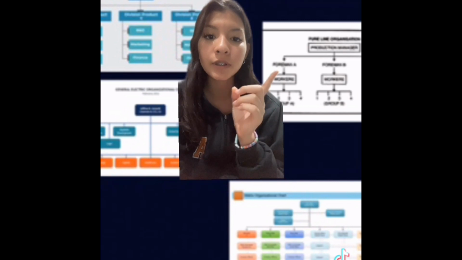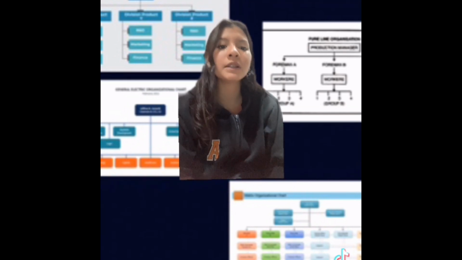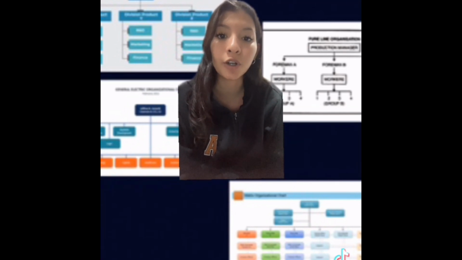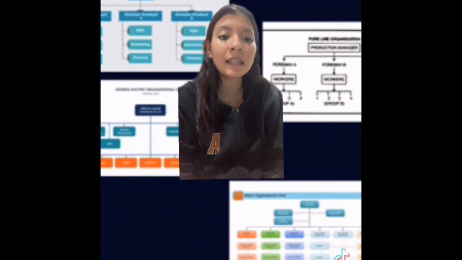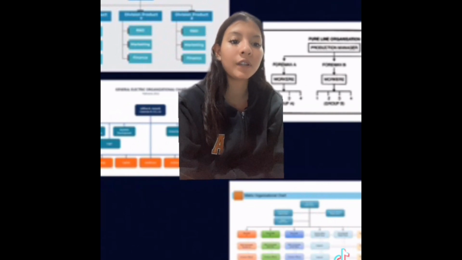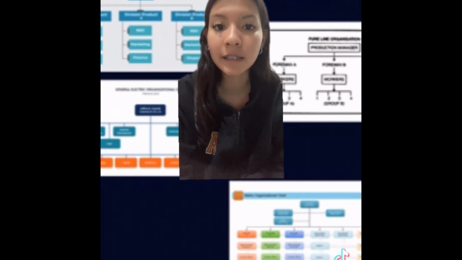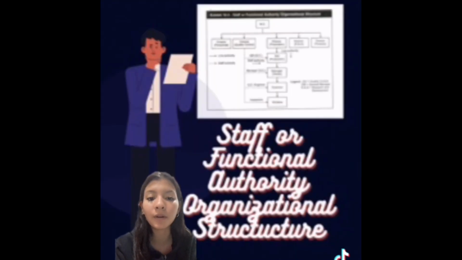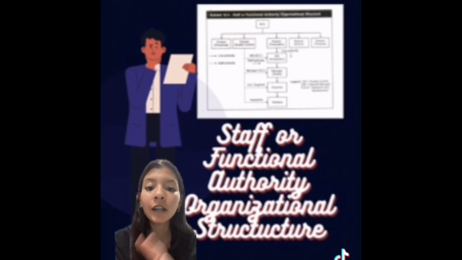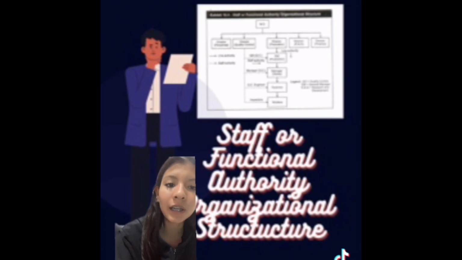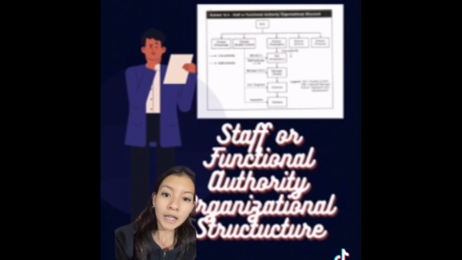Now let's see the functional areas, which is the simplest and the most prevalent form of organizational structure. In this one, each specialist has control over the function under his charge, no matter where that function is performed in the organization. Now, in the staff or functional authority organizational structure, there are two categories: line position and staff position. In the first one, I can talk to my boss directly, but in the staff position, I can't.